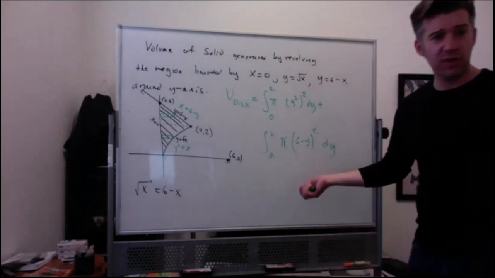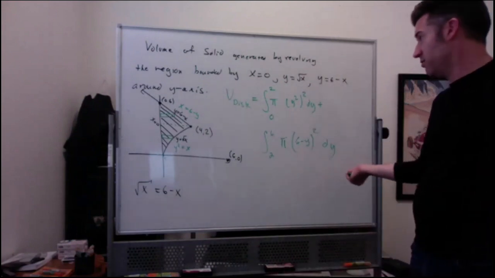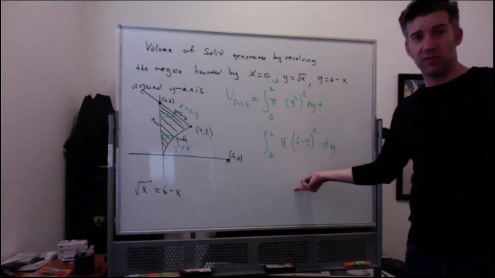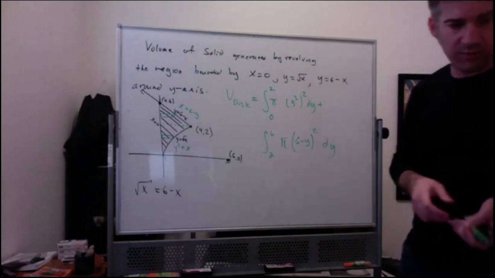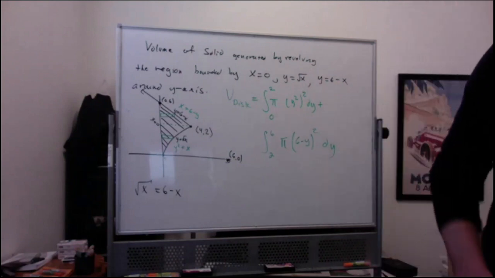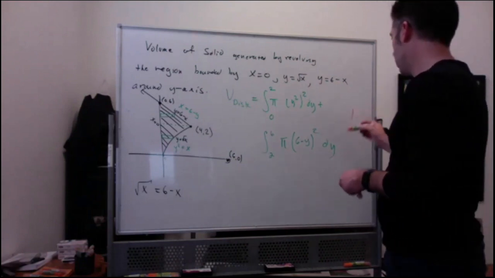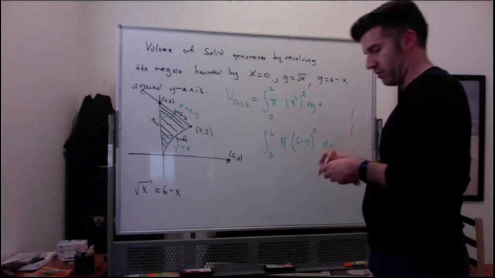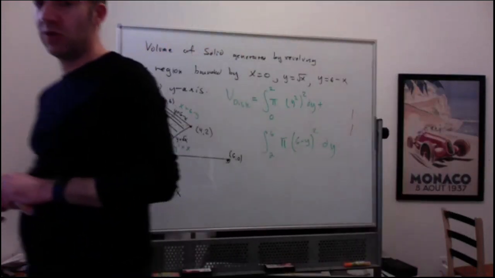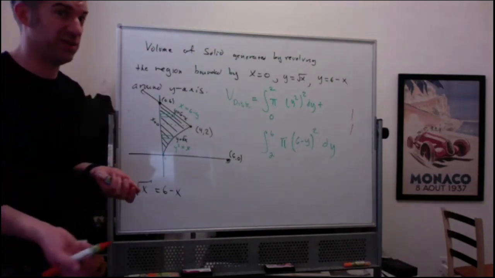And this is perfectly doable. It's not like fun, but these are perfectly reasonable integrals to integrate and get an answer for. But instead, what we would prefer to do is use the shell method. Or I should say more generally, most people would prefer to use the method where they have to do 1 integral instead of 2.